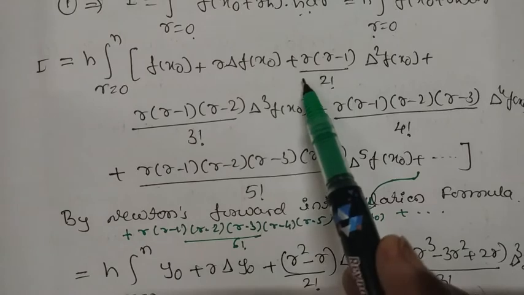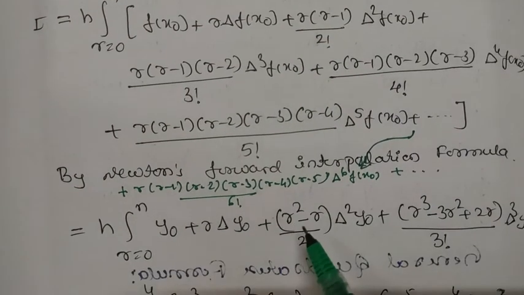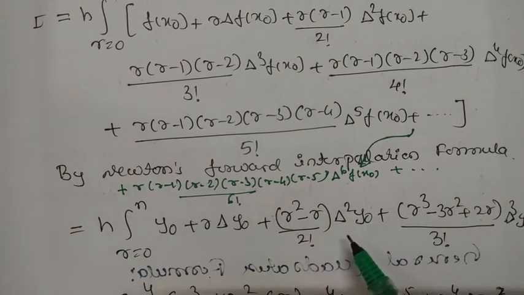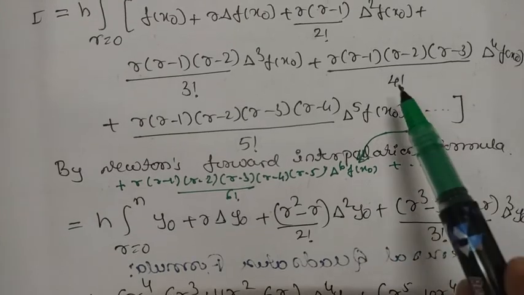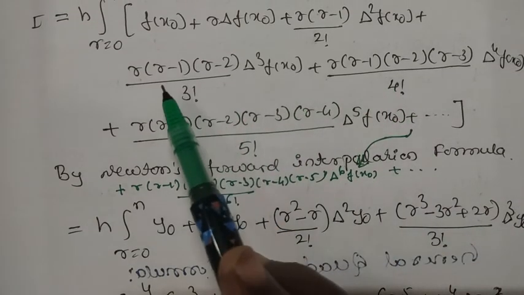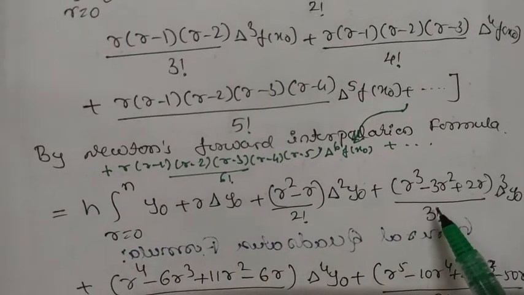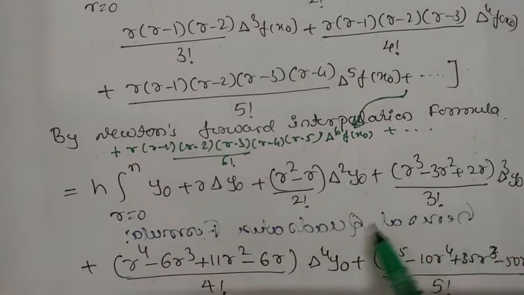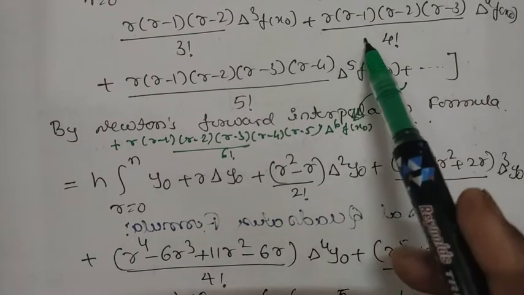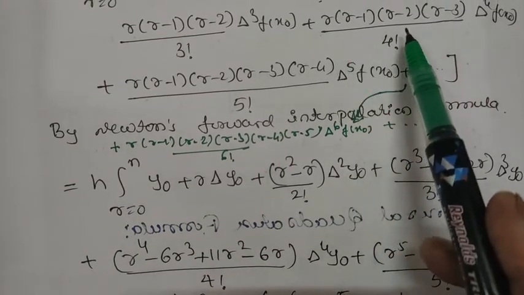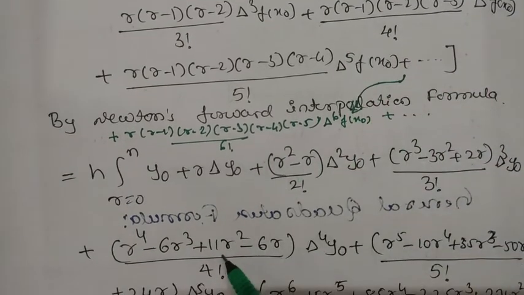Simplify this bracket: r into r minus 1 is, opening the bracket, r square minus r divided by factorial 2 into delta square y naught. If you open this bracket, r into r minus 1, r minus 2 divided by factorial 3 becomes r cube minus 3r square plus 2r. Like this we can expand all the brackets here. r into r minus 1, r minus 2, r minus 3; after simplification you will get this one.